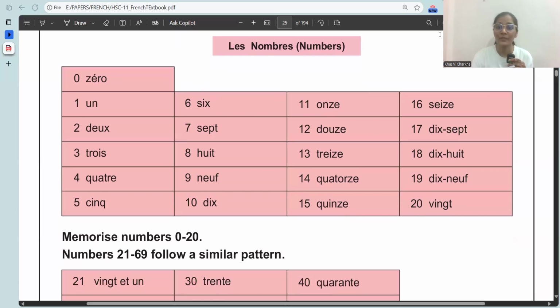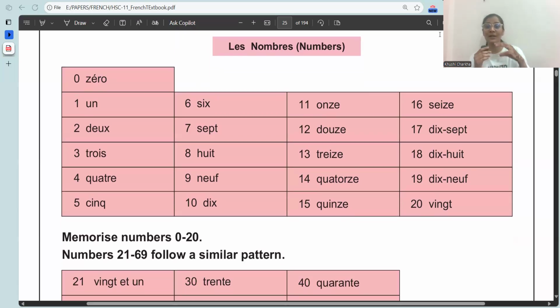Now we are beginning with the second part of the chapter, which is some actual words which you have to learn. The first one is les nombres, the numbers. It is 0 to 20 given over here. I am pronouncing it. You have to repeat after me.